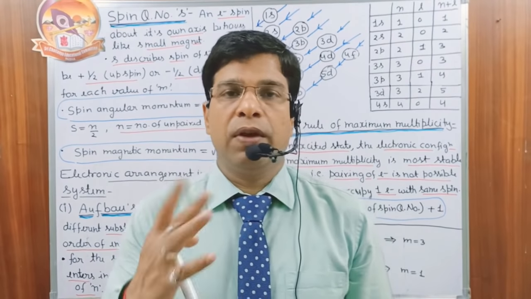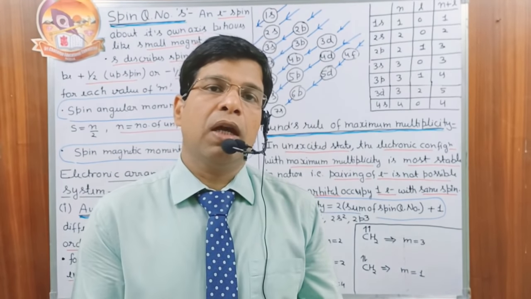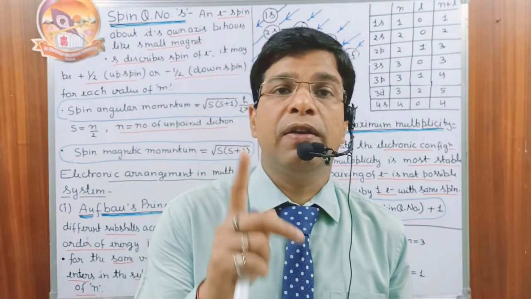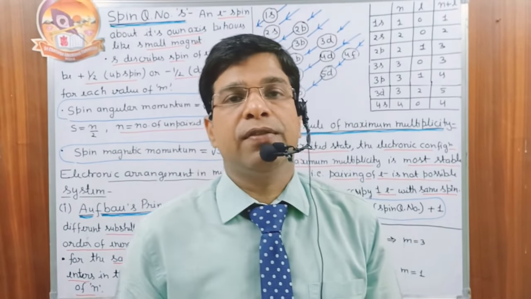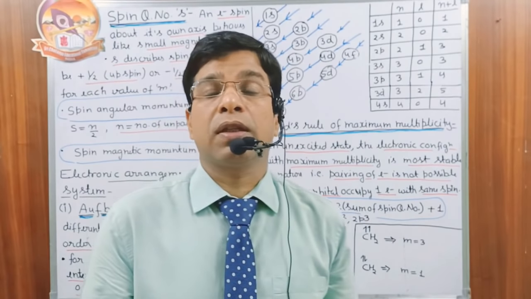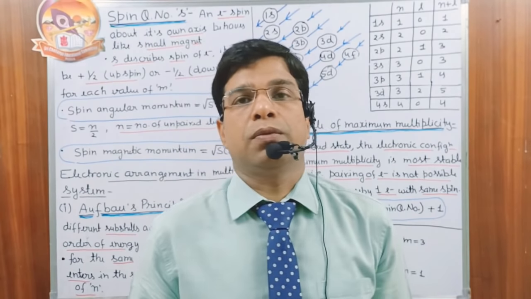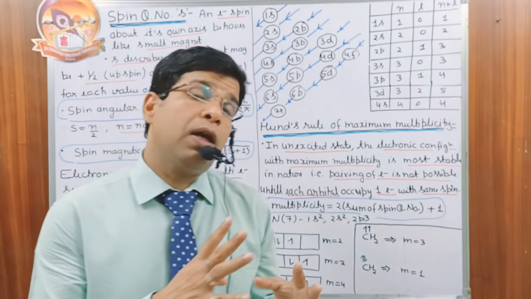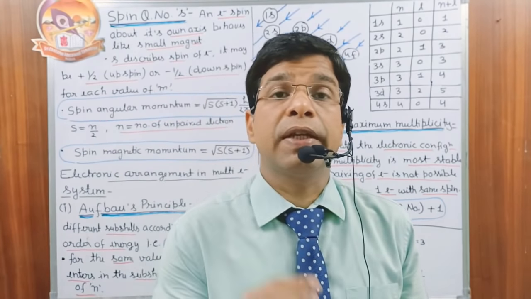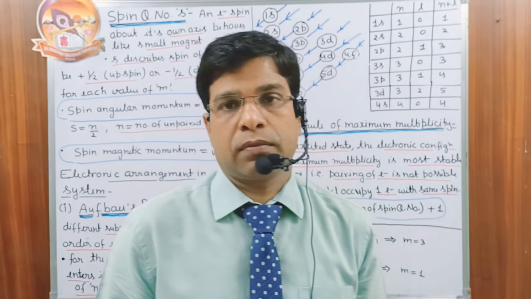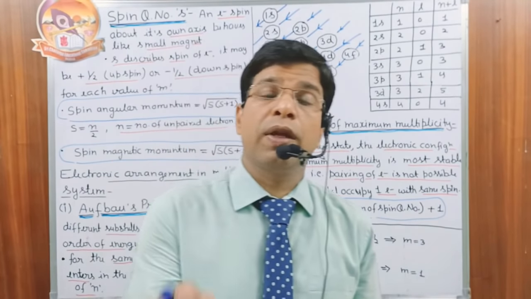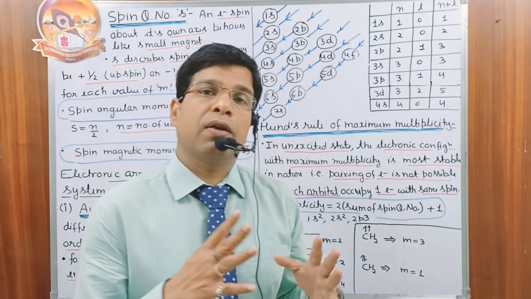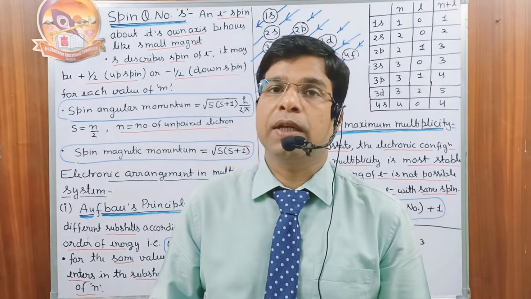We have two exceptions there. One is chromium. The last electronic configuration of chromium is 3d5 4s1, not 3d4 4s2. Similarly, copper 29. The last electronic configuration is 3d10 4s1, not 4s2 3d9. These are the two exceptions we have up to atomic number 30. You need to remember it.